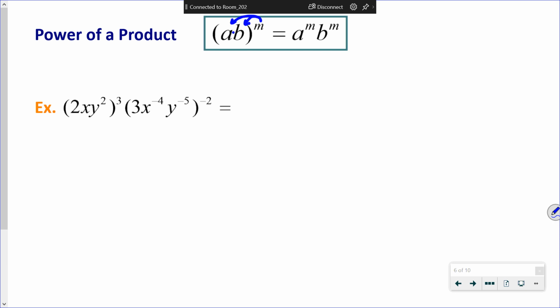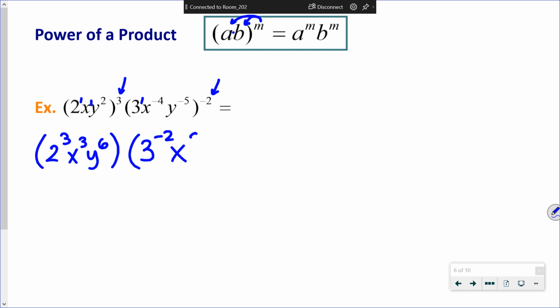This just gives us another chance to practice it. Anytime we have parentheses with a power on the outside, like this one and this one, we know now we're supposed to fill in all the powers inside and then distribute through. So we're going to take that power and multiply it by the powers inside. This is going to become 2 to the 3rd, this is going to become x to the 3rd, and this will become y to the 6th, keeping the parentheses because there's a whole separate set of parentheses here that I'm still dealing with. This is going to become 3 to the negative 2nd, x to the positive 8th, and y to the positive 10th.